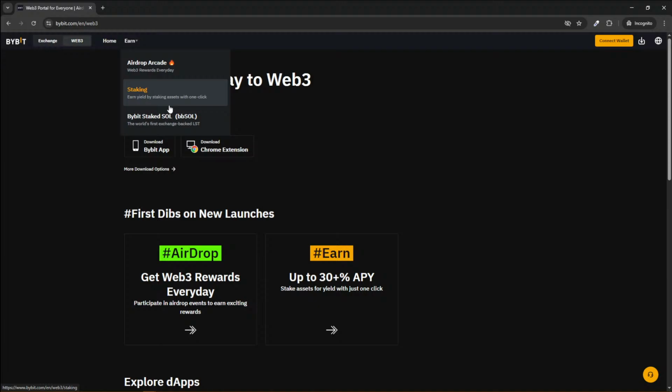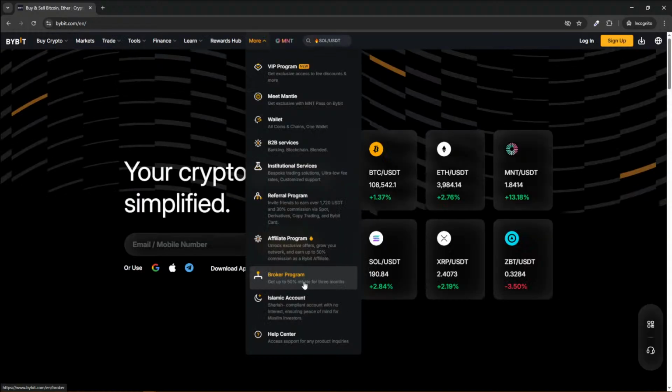Okay, so when we talk about Web3, we talk about direct connection to the blockchain, right? That's the wallet, and then we have the VIP program, B2B services, banking, the blockchain affiliate program for those who want to earn commission referring ByBit, and then you have the broker program and the Islamic account. Let's look at the affiliate program first.